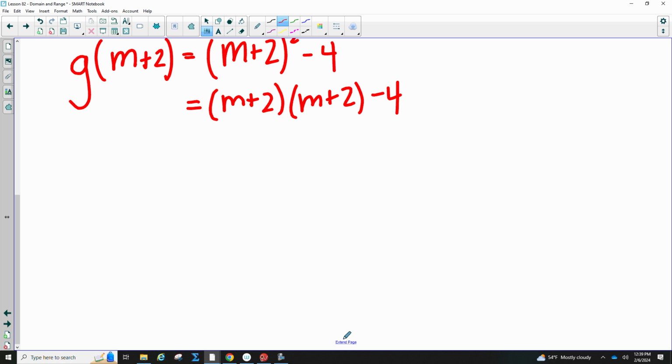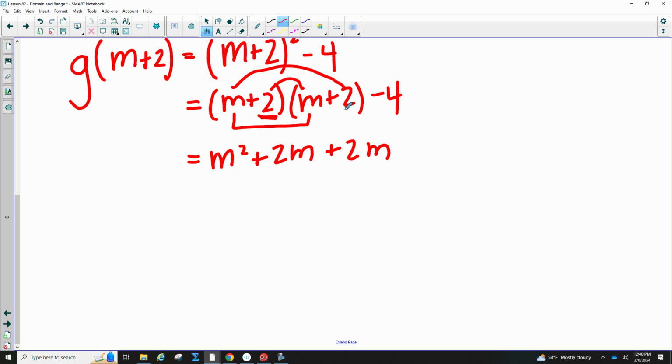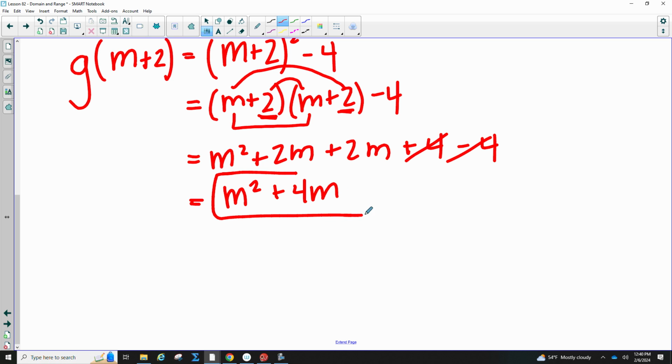Binomial times binomial. So m times m is m squared. Then outside is 2m, and inside is 2m. The last two are 2 times 2, so that's +4. Then I still have the -4 on the outside. Then we simplify. So I've got m squared, these two add together to make 4m, and the +4 and -4 cross out. So this is g of m plus 2 equals that.